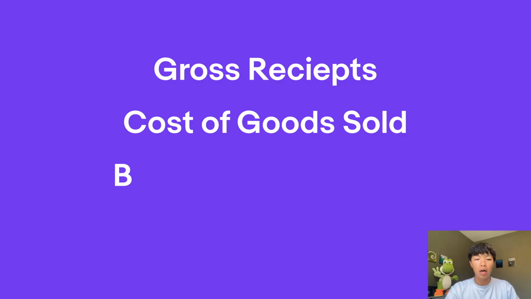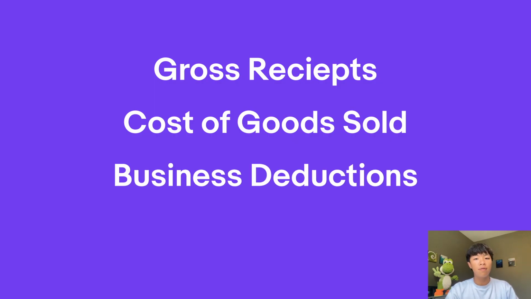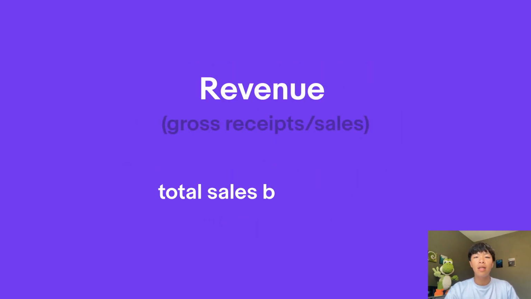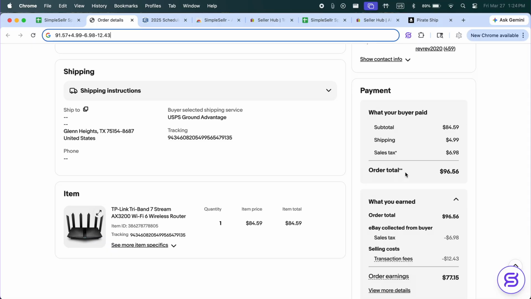So you have the basics. Now zooming out, there are really 4 totals that I need by the end of the year. Gross receipts and sales, which is your revenue, cost of goods sold, other business deductions, which includes fees and expenses, and finally, net profit. So revenue is obvious. It's all the money that you make from your sales. This includes the price that the buyers pay for shipping as well, but it doesn't include sales tax, so don't use the number from the 1099K eBay gives you for this.